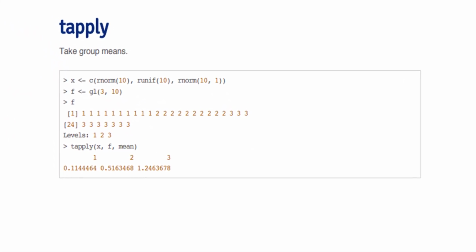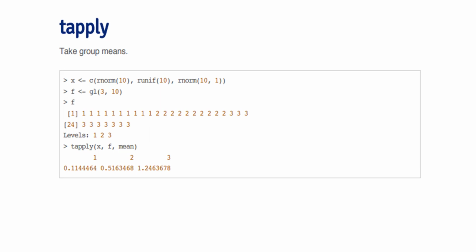So here's a very simple example. I am simulating a vector of normal random variables and uniform random variables, and there's 10 normals, 10 uniforms, then 10 normals that have a mean of 1. So you can think of this vector as having 3 groups. Then I am going to create another factor variable using the gl function, and this factor variable is going to have 3 levels, and each level is going to be repeated 10 times. So when I print out the factor variable here, you can see that there's 10 1s, 10 2s, and 10 3s. So the factor variable indicates which group the observation is in.